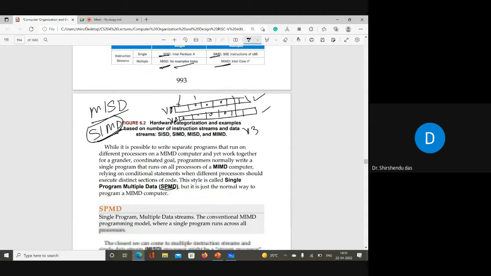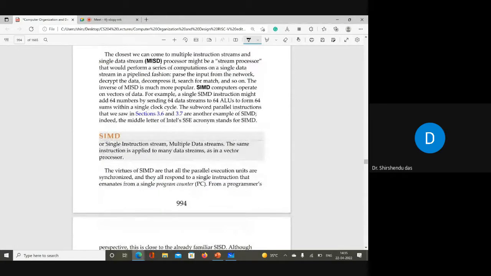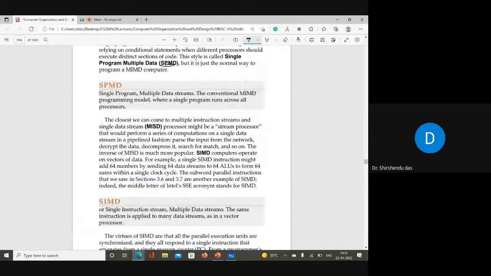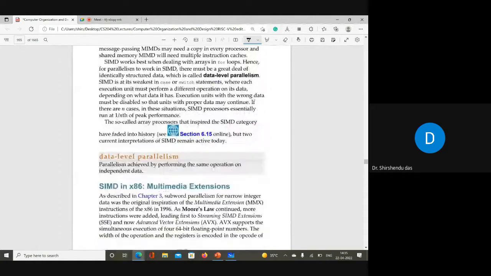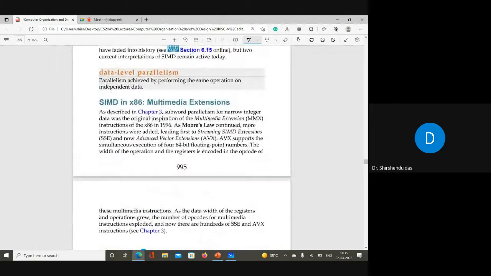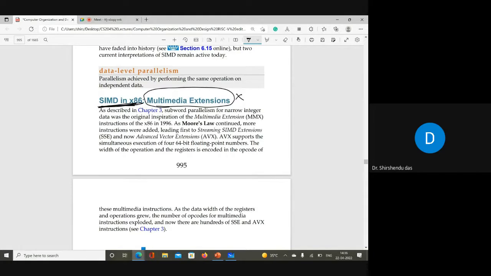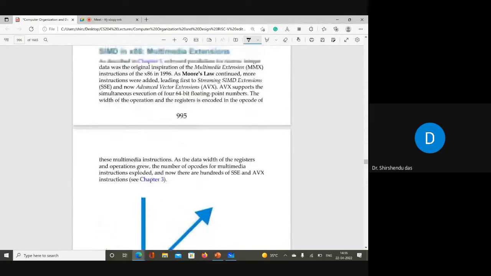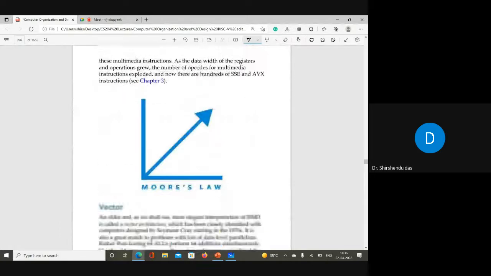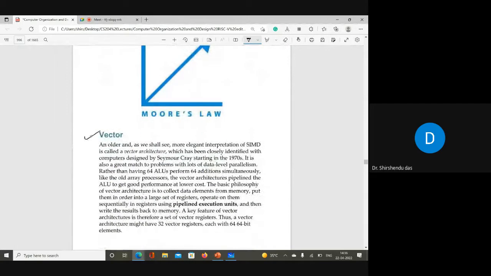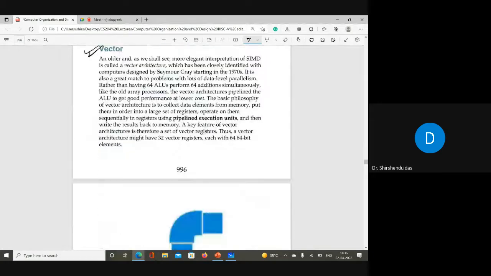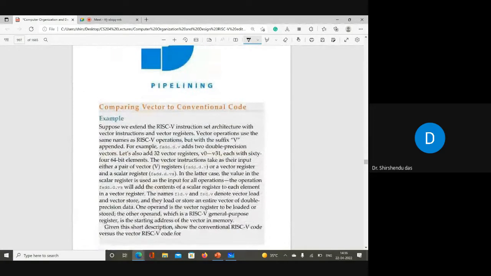So I'll give you an example here. I hope I have explained all these terms: SPMD, SIMD. As I said, you should know all these terms. Here you can see SIMD in x86. I'm not explaining this section; you can exclude this part. Multimedia extension is not required. If you ignore it, that's also fine. Maybe you can start reading from this part, vector. If you start reading from there, you will see an example.